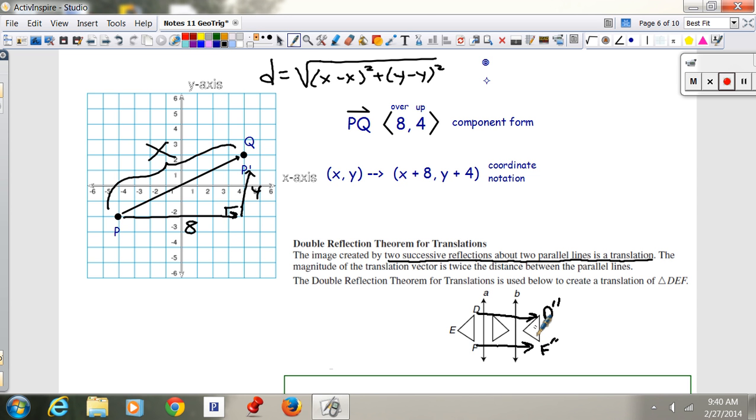If you flip it twice, it becomes a translation. Two flips with parallel lines. The other ones, we flipped it with two intersecting lines. That became a rotation. If you flip them over parallel lines, it becomes a translation. So that is the double reflection theorem for translation. That one you have to have parallel lines to be able to flip them over two parallel lines. The other one was intersecting lines.